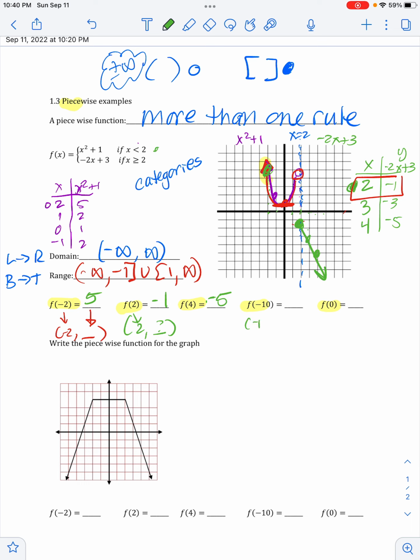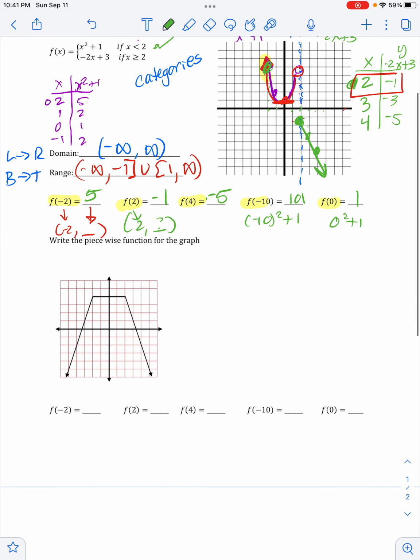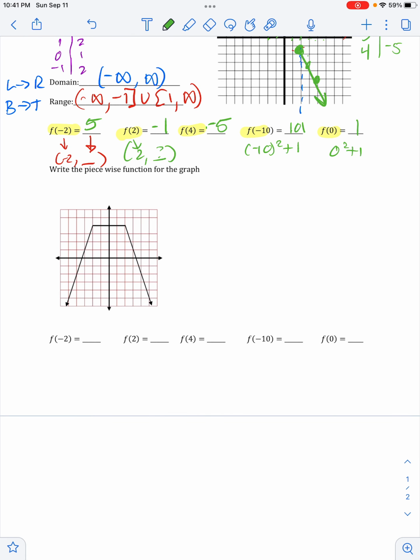So I'd have -10 squared plus 1. And 0, I can either look at the graph if I trust my graph, or I can look up here and say 0 is less than 2. So 0 squared plus 1. And then down here, you're simply going to do the exact opposite thing.